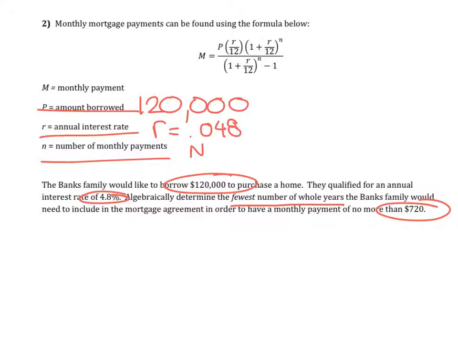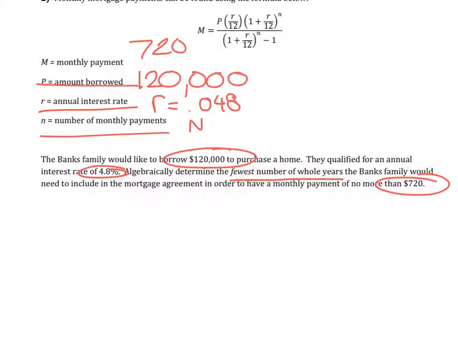And they don't want my monthly payment to be more than $720. Sometimes that confuses people and they want to guess their own number. You have to use $720. You have to use the number they give you. Okay, and we'll round our answer accordingly.